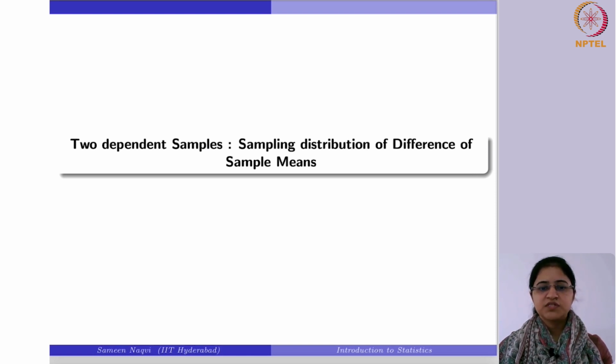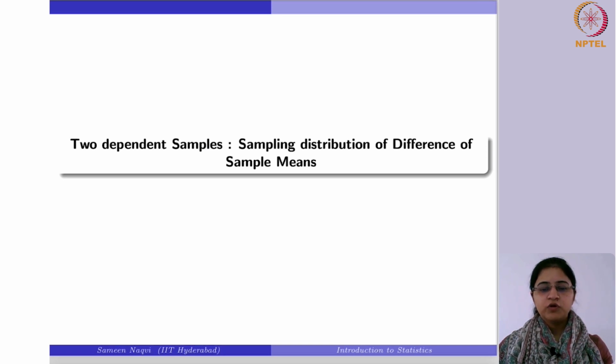For instance, if you consider the output of a machine and you note down the output of the machine before a maintenance is done, and after that maintenance is done, and you compare them, these are basically dependent samples. Or you can consider marketing research, where they launch an advertising campaign and want to compare the sales before the launch of that advertising campaign and after that. These are certain situations in which you come across dependent samples.